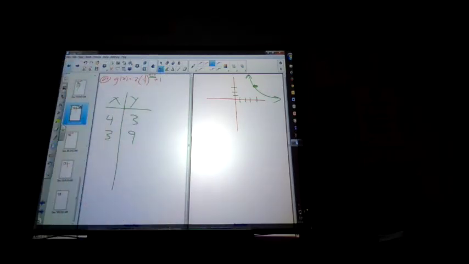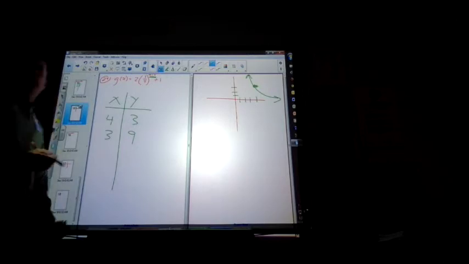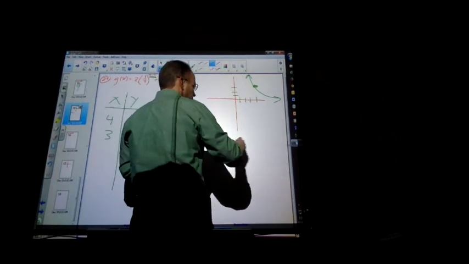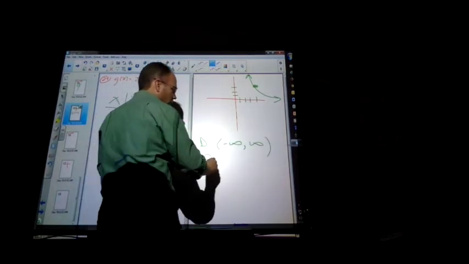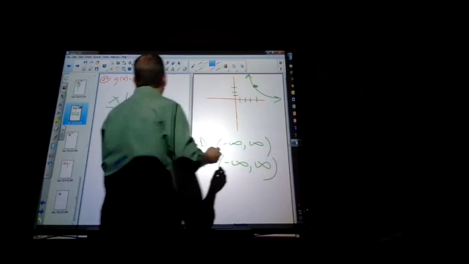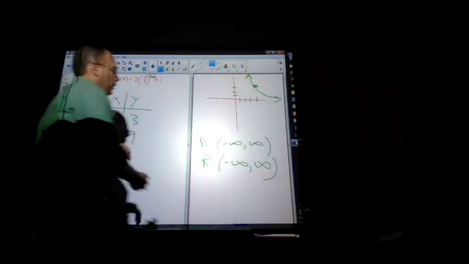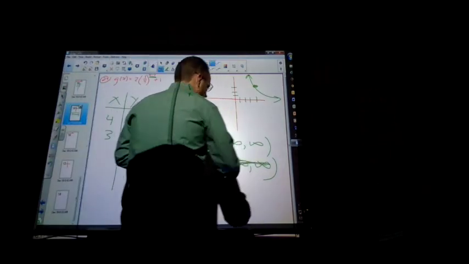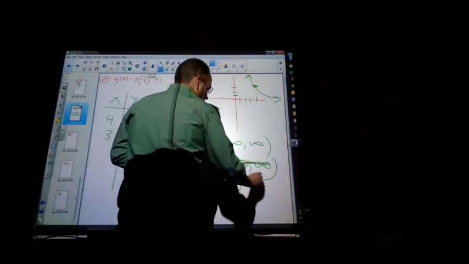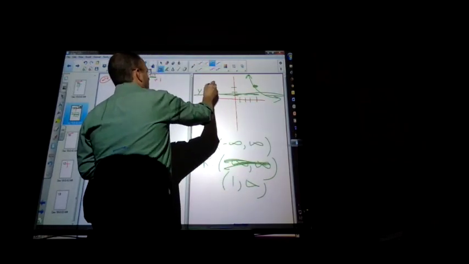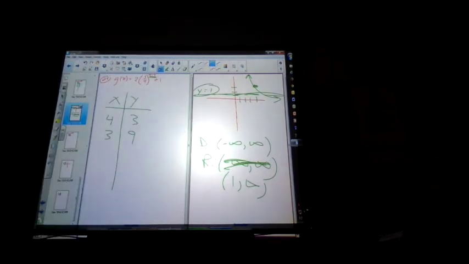Is that growth or decay? Decay. Can I plug any numbers in? Do I have log or natural log? I don't. So my domain is going to go from negative to positive infinity. Hang on, I take that back. My range is going to go from 1 to infinity. My asymptote is right here. I have y equals 1 as my asymptote. I won't go below that.